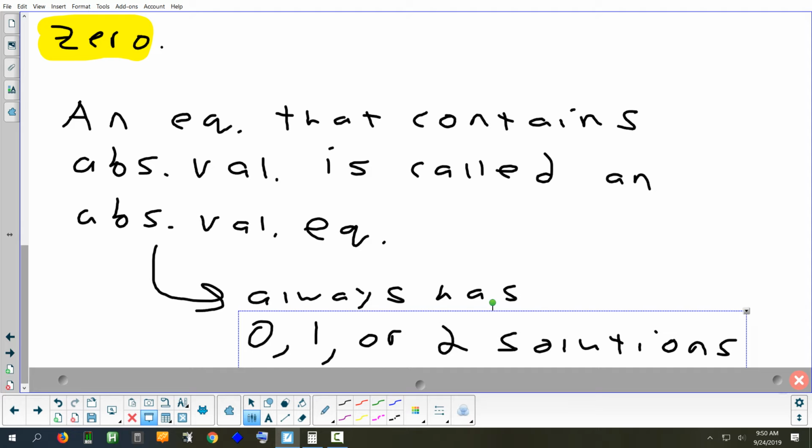Most of the problems are going to be these 2 solutions. But you might get one that's a 0 solution, or a 1 solution. And I'll show you how you know. When you solve it, you'll know.